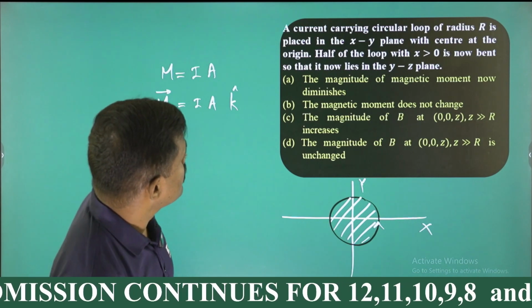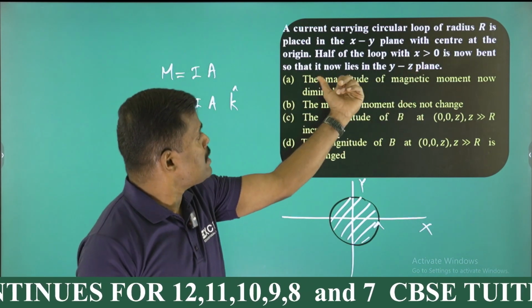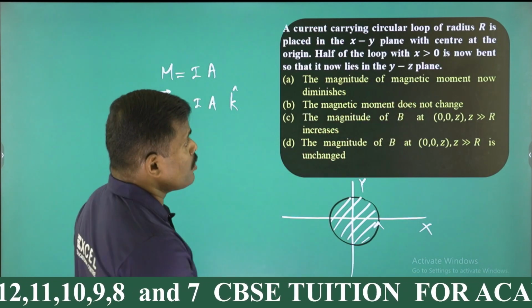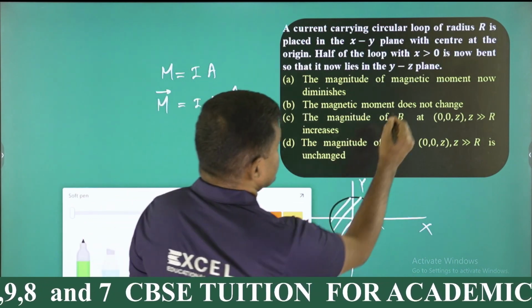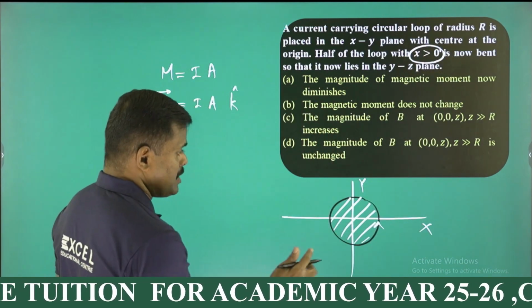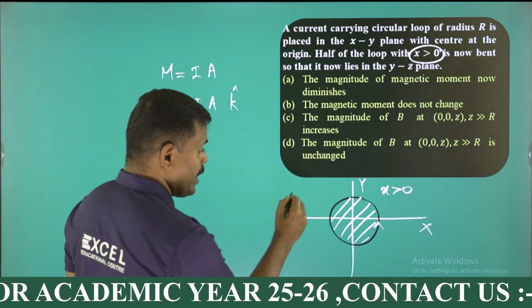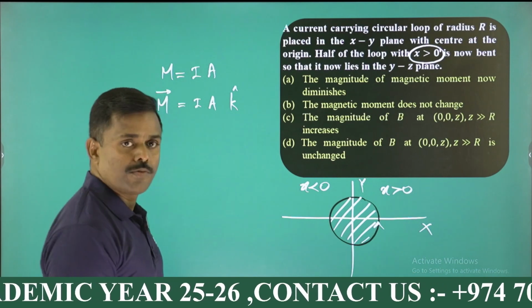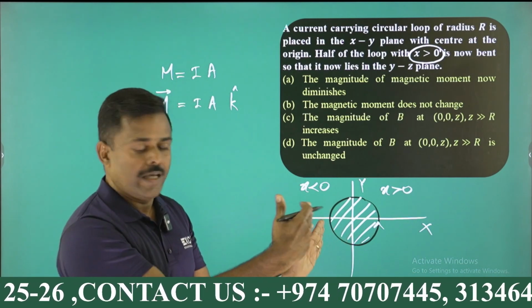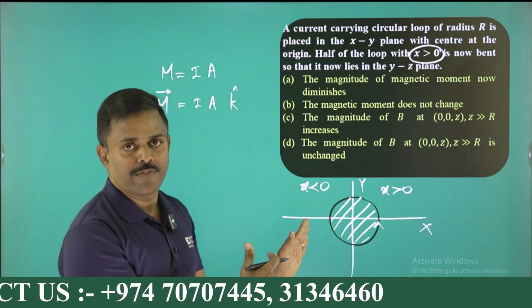Half of the loop with x greater than 0 is now bent so that it now lies in yz plane. What is x greater than 0? X greater than 0, this part. Look at that part, x greater than 0 means to the right of this. X greater than 0 is here. X less than 0 is here. Why? X greater than 0 means to the right of origin. X less than 0 means to the left of origin.